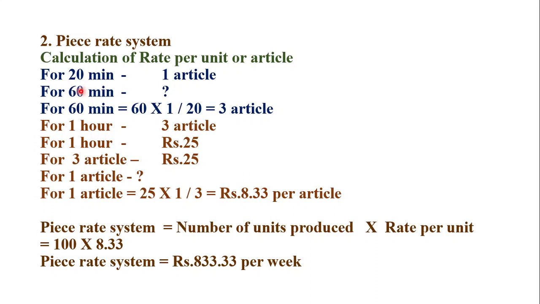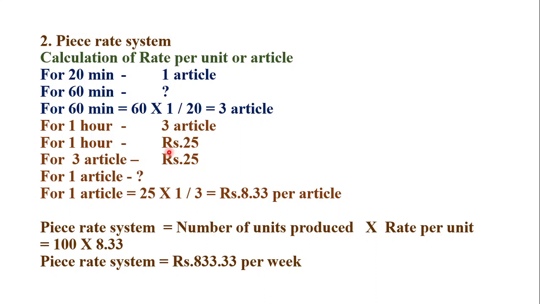Here the information is given that in 20 minutes they should produce one article. For 60 minutes, how much? Cross multiplication: 60 into 1 divided by 20, that is 3 articles. In 60 minutes they can produce 3 articles. Now, 60 minutes means 1 hour. For 1 hour, 3 articles, and for 1 hour how much wages?